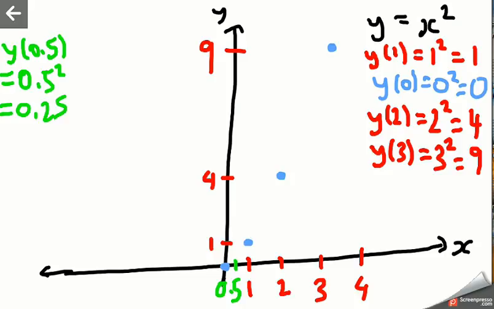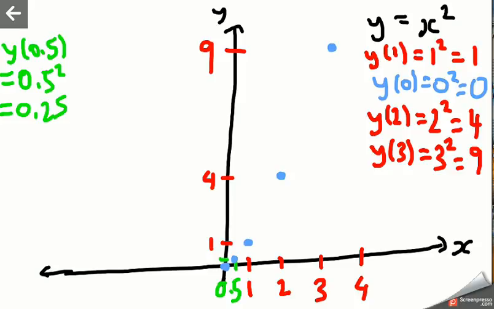And so when x is equal to 0.5, y is actually equal to 0.25. I'm running out of room. I'm just going to get rid of that. You know where 0.25 is. So when x is equal to 0.5, y is equal to 0.25. And our parabola goes through that point there, the point 0.5, 0.25.